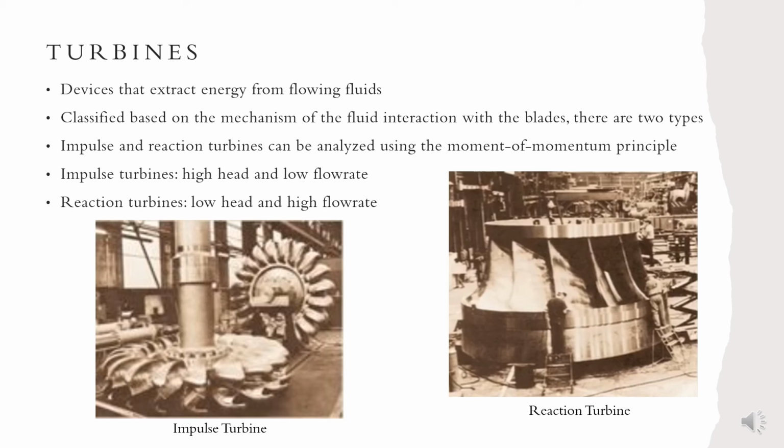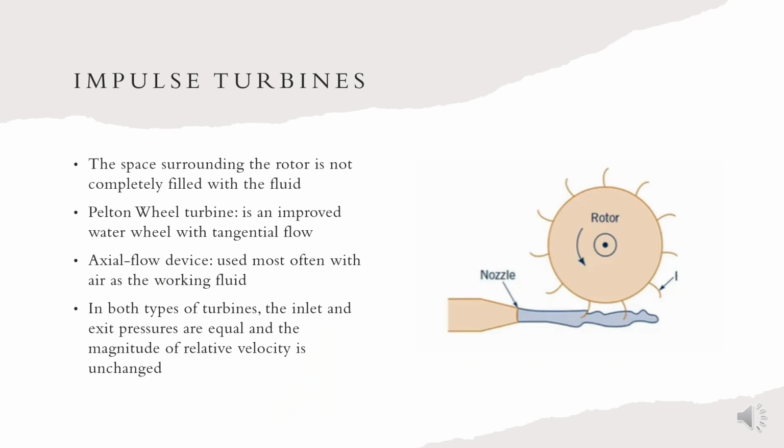These devices extract energy from flowing fluids. The shaft power generated from this can drive generators or other devices. They are classified based on the mechanism of the fluid interaction with the blades. There are two types, impulse and reaction turbines. Both turbines can be analyzed using the moment of momentum principle. And in general, impulse turbines are devices with high head and low flow rate, whereas reaction turbines are devices with low head and high flow rate.